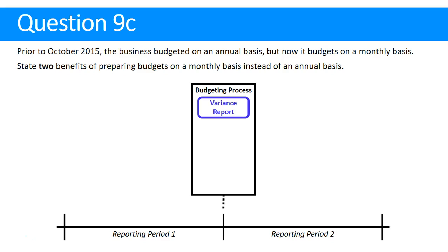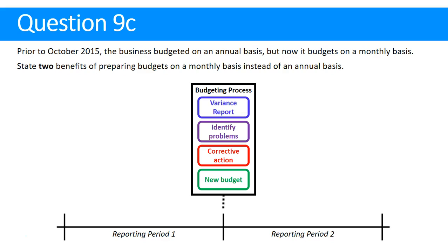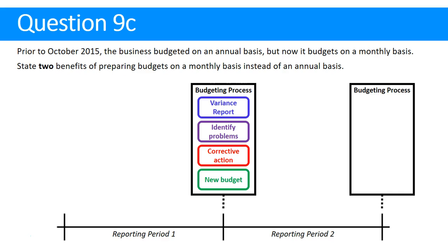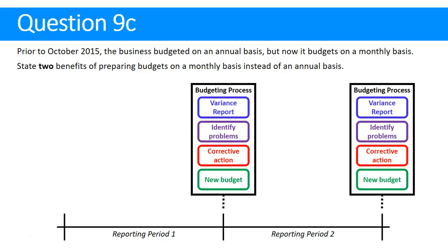We want to remember that we do things from that. We identify any significant problems, and then for those problems, we want to take corrective action to fix them. And then we want to make a new budget to prepare for the next period. So that's the entire budgeting process and the reason why we do it. What's important to remember is we don't stop there. At the end of the next period, we do a variance report, we identify problems, correct them, and do a new budget, and so on.